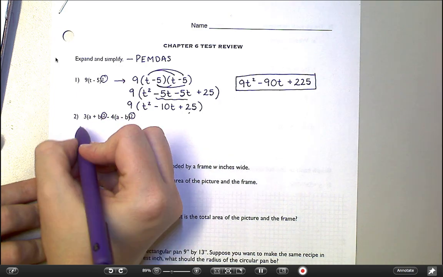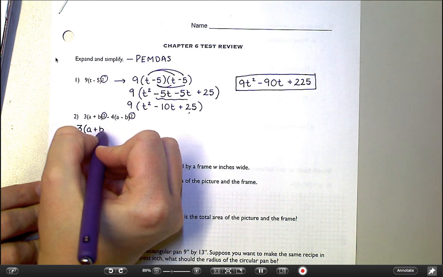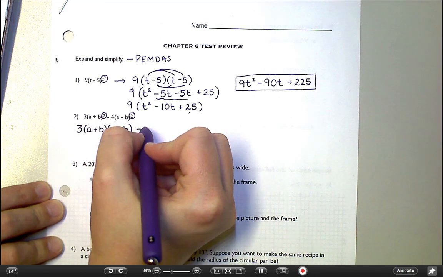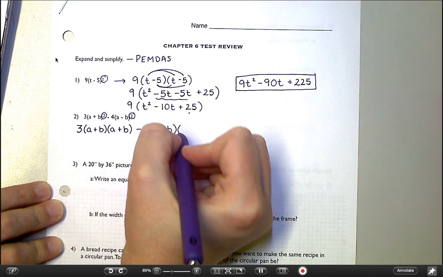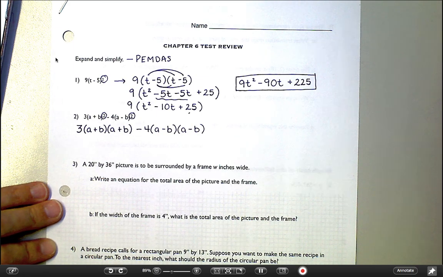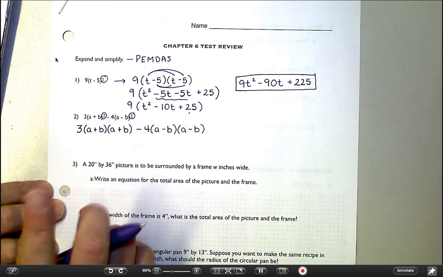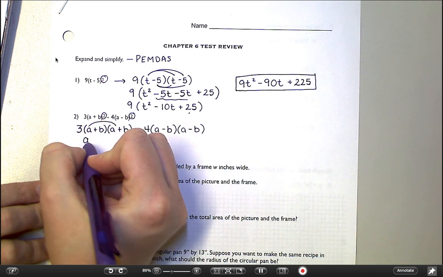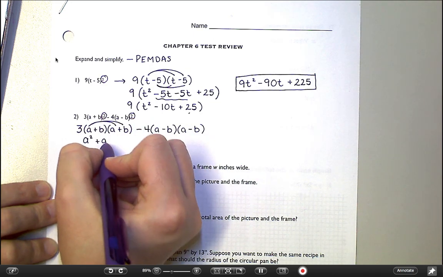Okay, so this is going to become 3 times (a plus b) times (a plus b) minus 4 times (a minus b) times (a minus b). So my very first step is just to duplicate those parentheses. Okay, now I'm going to distribute just like I did up here. And this might be a little bit new for you. Okay, I wouldn't stress about this too much, but so here a times a is a squared. When I go to do a times b, that just gives me an ab.